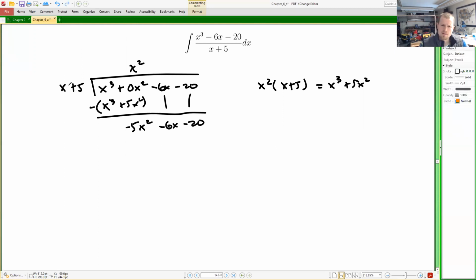And then I ask myself, how many times does x go into negative 5x squared? That would be a negative 5x times. Negative 5x times x is a negative 5x squared. The number that I'm looking for, negative 5x times 5 is a negative 25x.